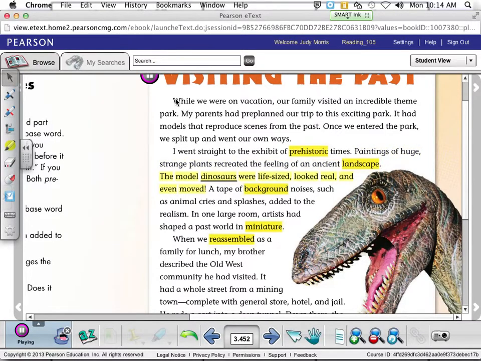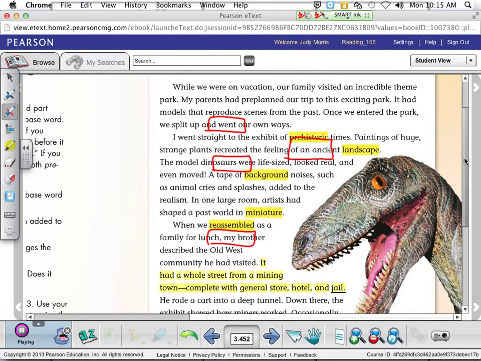The model dinosaurs were life-size, looked real, and even moved. A tape of background noises, such as animal cries and splashes, added to the realism. In one large room, artists had shaped a past world in miniature. When we reassembled as a family for lunch, my brother described the Old West community he had visited. It had a whole street from a mining town, complete with general store, hotel, and jail.